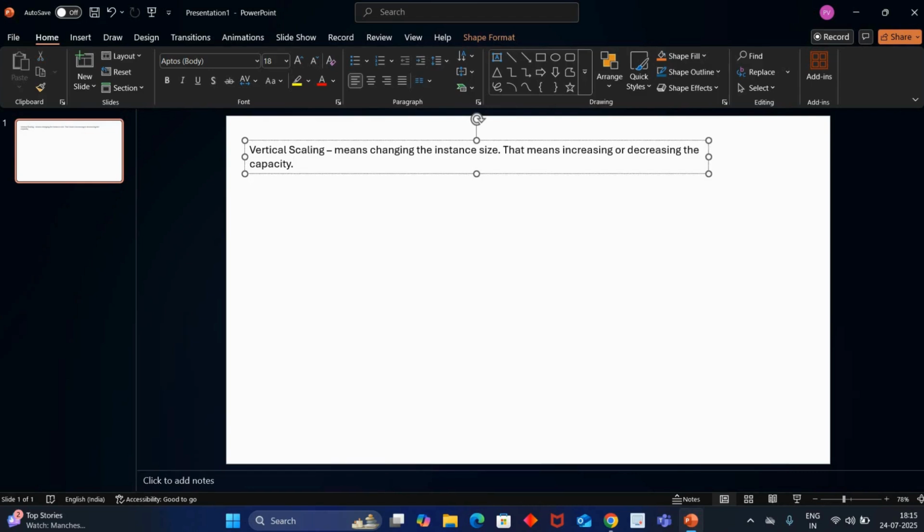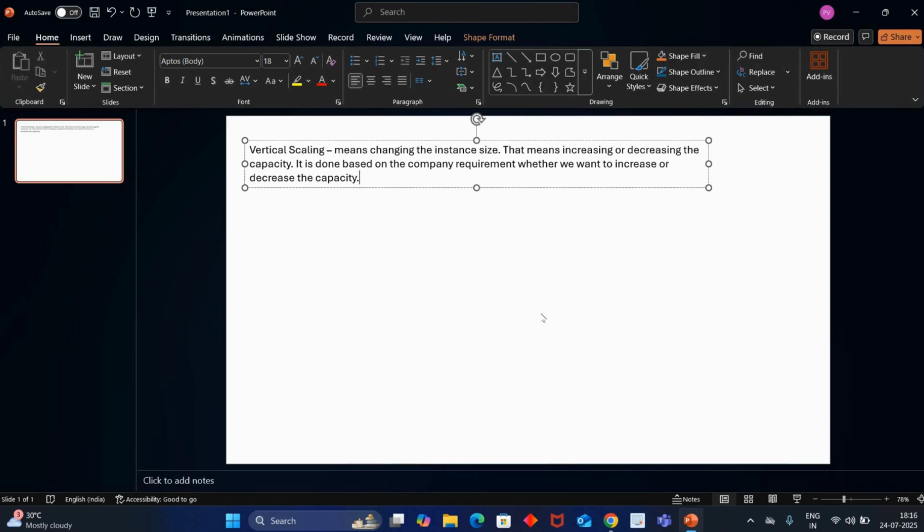So it is done based on the company requirement. The company recommends whether we want to increase or decrease the capacity. Okay. So this is called vertical scaling.